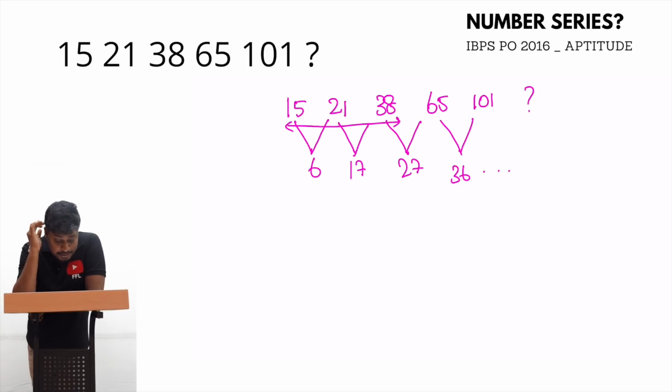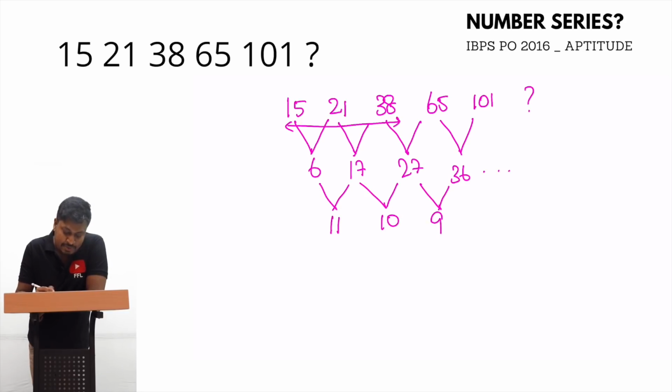So now 6, 17, 27, 36. What you can do here is again see the difference. So this will be 11, I think. This will be 10 and this will be 9. You can see a difference of difference. So 11, 10, 9, and the next number will be 8. So if it is 8, then this will be 44. Yes or no? Only then can we say that the difference can be 8.